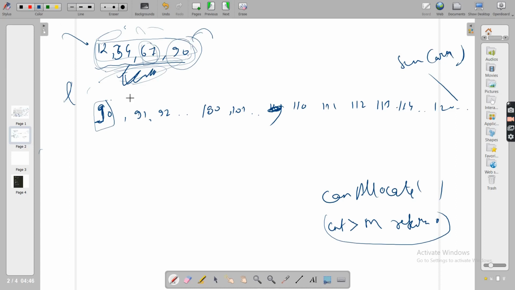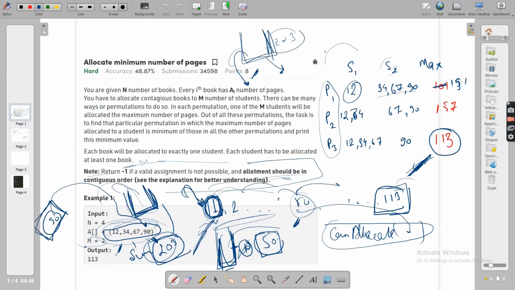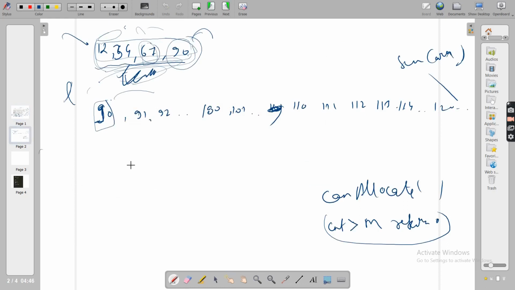And in this way, we know that 113 is the lower limit. If this is the maximum size and this is the smallest maximum size, if I keep this, then only I will be able to distribute. So if you go by the way we ran the can allocate function, prior to 113, all these regions, if this is your upper limit, the maximum number of pages a student can get, you will not be able to distribute.